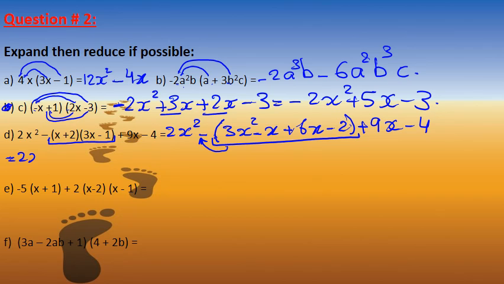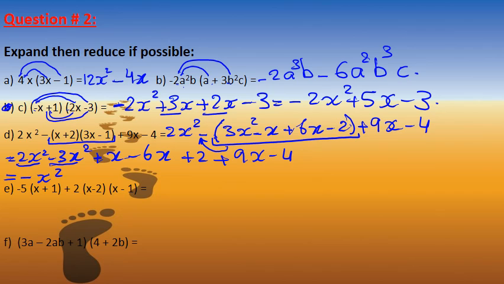Equal 2x squared minus 3x squared plus x minus 6x plus 2 plus 9x minus 4. Now like terms: this 2x squared and this minus 3x squared, so we have minus x squared. Now plus x and minus 6x and plus 9x. 10x minus 6x is plus 4x. Plus 2 minus 4 is minus 2.